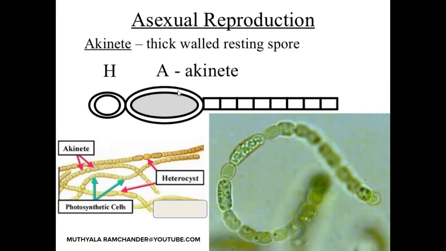In future days, when favorable conditions appear around these akinetes, the thick cell wall is reduced and the akinetes participate in cell division to make the filamentous structure of cyanobacteria. It is one type of asexual reproduction in cyanobacteria. Akinetes are also called endospores. This type of cell structure and heterocyst reproduction is similar in Nostoc, Oscillatoria and Anabaena.